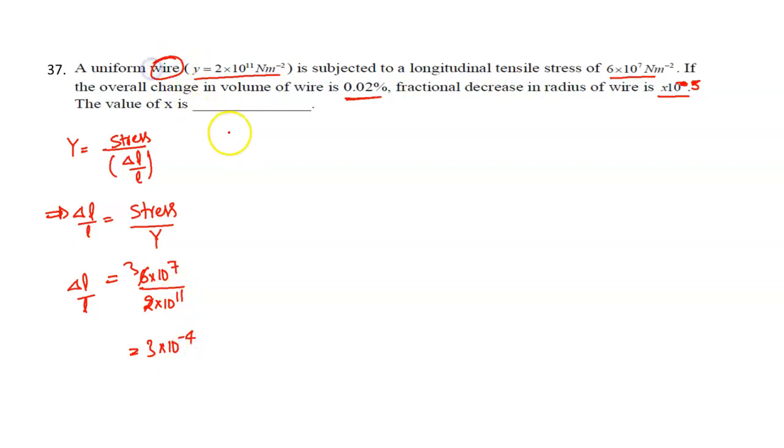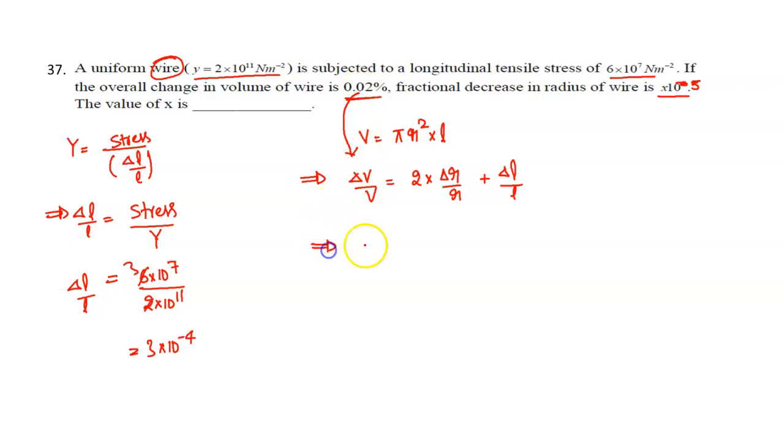Generally a wire can be considered as a cylinder. Cylinder volume is nothing but equals to pi r square h. Here h will be equal to the length of the wire. So if we consider the rate change here, delta V by V will be equals to 2 times delta R by R plus delta L by L. Here percentage change is given. So fractional change will be divided by 100. So delta V by V will be equals to 2 into 10 power minus 4 is equals to 2 into delta R by R. Delta L by L we have just calculated, 3 into 10 power minus 4.